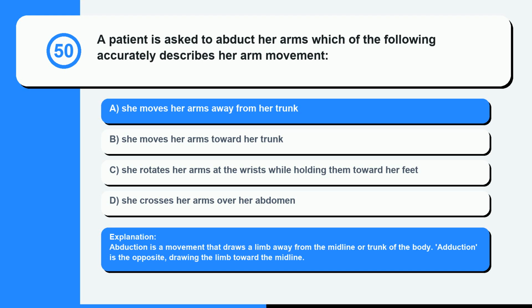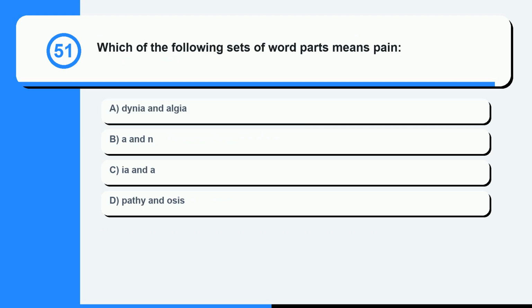The patient is lying supine. The dorsal side refers to the back. If the patient's back is against the exam table, they are lying face up. The medical term for lying on the back, face up, is the supine position. Prone would mean lying face down.